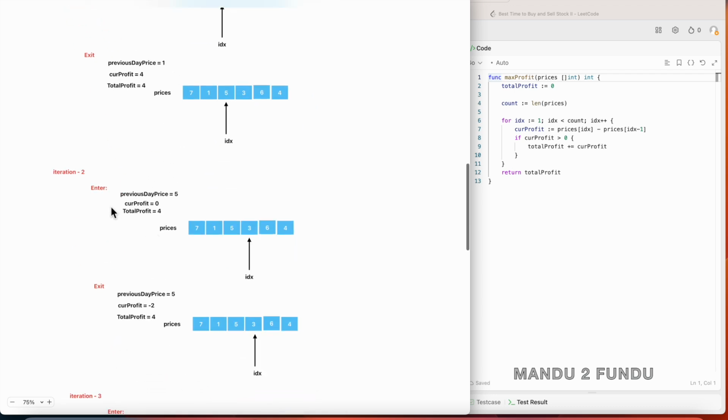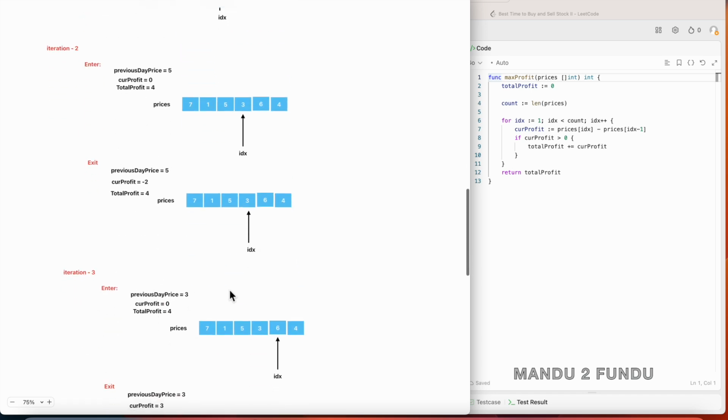On iteration 2, the previous day price is 5 and the current day price is 3. In this trade, we will lose money. So we move on to the next iteration. In this, we make a profit of minus 2. So we skip this and the total profit remains 4.